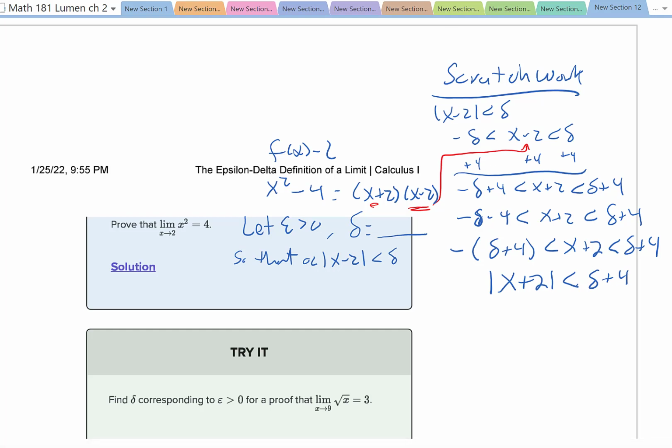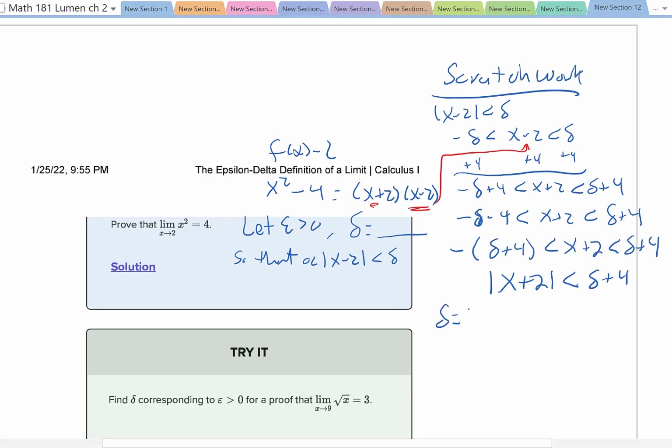Now we're going to want to... I can't choose a delta that's going to be based on delta itself. It can't be in the definition. So I'm going to have to pick another value. And this is where we have a lot of creativity. Now, we can arbitrarily set delta to whatever we want.